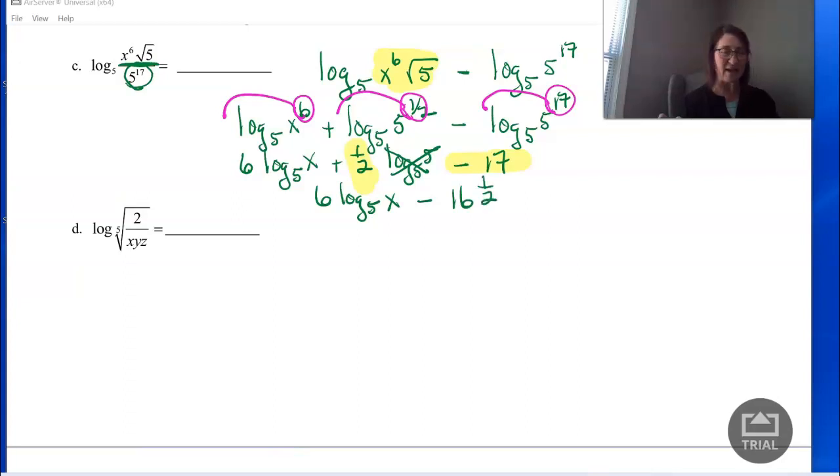You could write 16.5. You could put it as an improper fraction, 33/2. Those are all acceptable. All right, let's do D. This will be our last example of expansion.